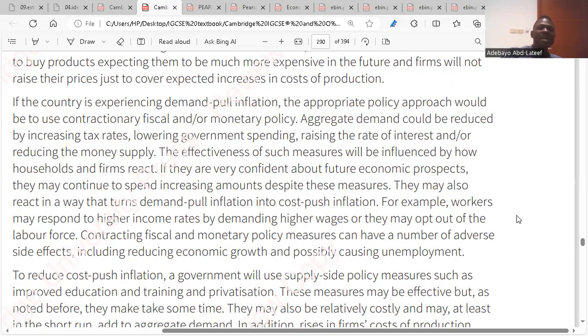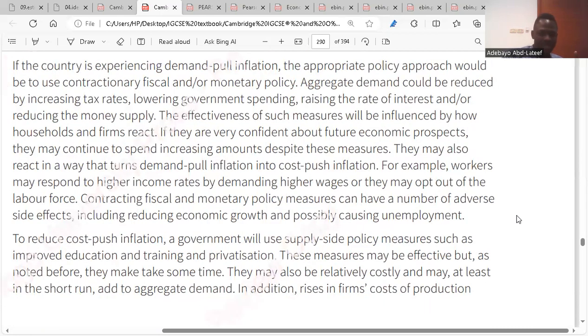Contractionary fiscal and monetary policy measures can have a number of adverse side effects, including reducing economic growth and possibly causing unemployment. If government increases interest rate and increases taxes, it will increase corporate tax. It will increase income tax. Yes. Cost of production would rise, leading to cost push inflation. Unemployment might rise, with aggregate demand in the economy falling. That is what government wants to achieve anyway, but it could lead to economic decline. Is it clear? Yes.